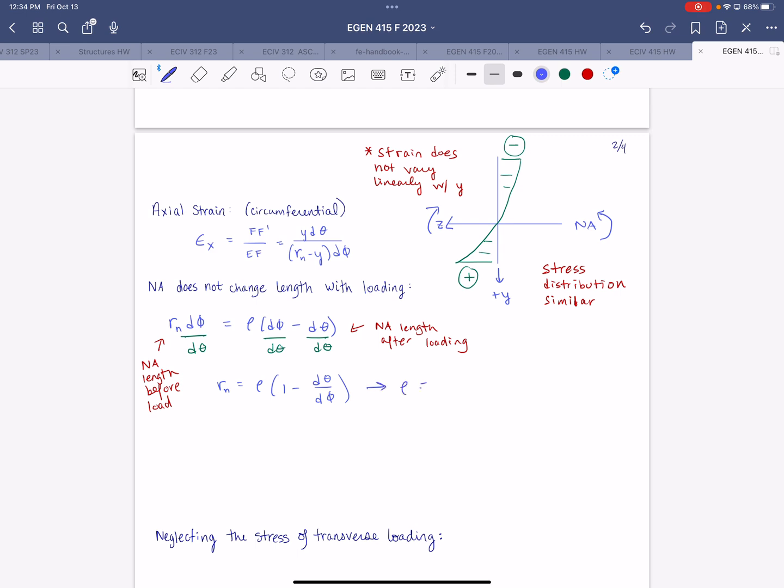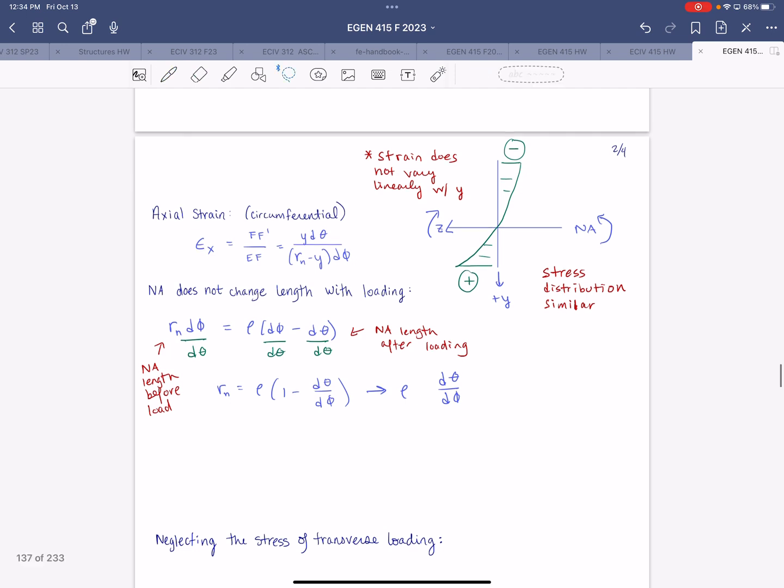Or rho is equal to d theta over d phi. Sorry, I misplaced that equal sign. All right, rho times d theta d phi is equal to rho minus Rn. Wouldn't we, when we divide d theta over, have d theta over d phi minus 1?